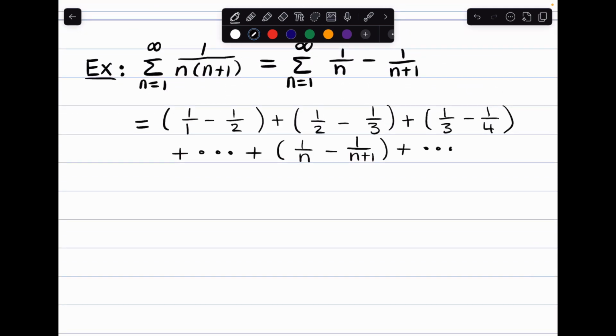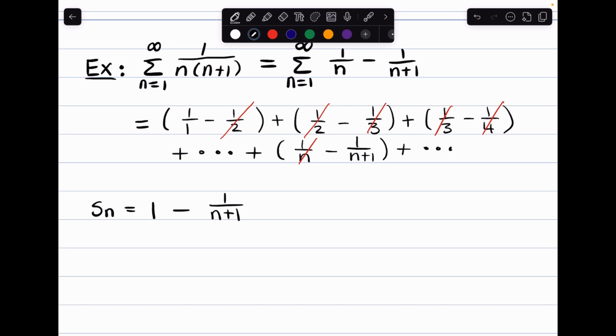Well, we can see quite a bit of cancellation. The 1/2 cancels, the 1/3 cancels, the 1/4 would cancel with the next term. The 1 over n would cancel with the previous term, and so our nth partial sum, s sub n, is going to be equal to 1 minus 1 over n plus 1.